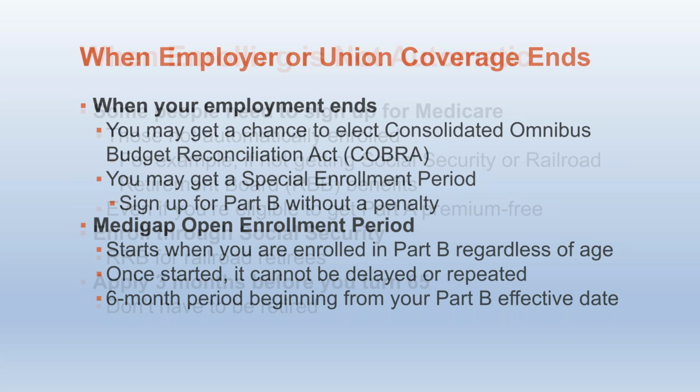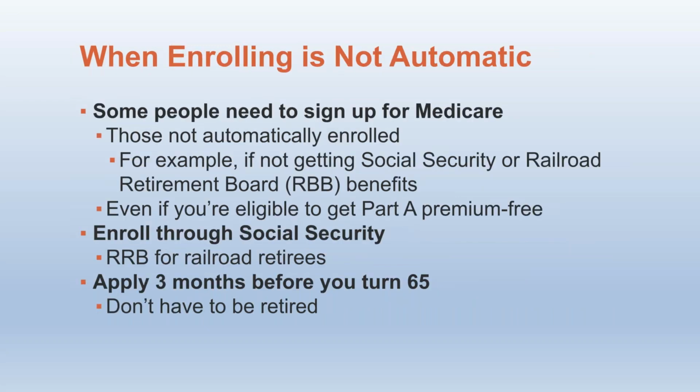When enrolling is not automatic. Some people need to sign up for Medicare. Those not automatically enrolled, for example, are not already getting their Social Security or railroad retirement benefits. So you might be 66 years old and waiting to take your Social Security to maximize that benefit, and therefore you would need to reach out to the Social Security Administration either on the phone, online, or in person at their offices to enroll yourself in Medicare.